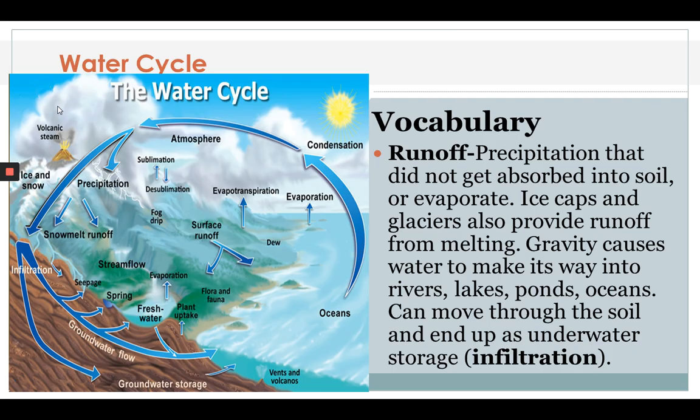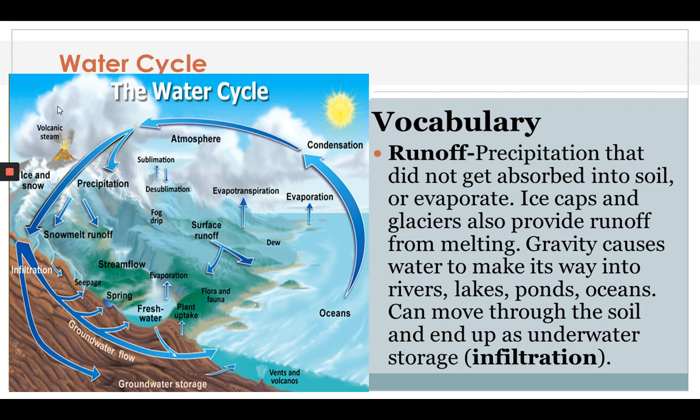The central area of the United States has water on it, and over time, even if it's a slight incline, it'll all pull back into the Mississippi River, because there's even lower elevation in the Mississippi River. That's a watershed. So your runoff from precipitation gets absorbed or evaporates. Ice caps and glaciers provide runoff and melt. And we have precipitation that's not absorbed. Gravity causes it to move across lands and into oceans.